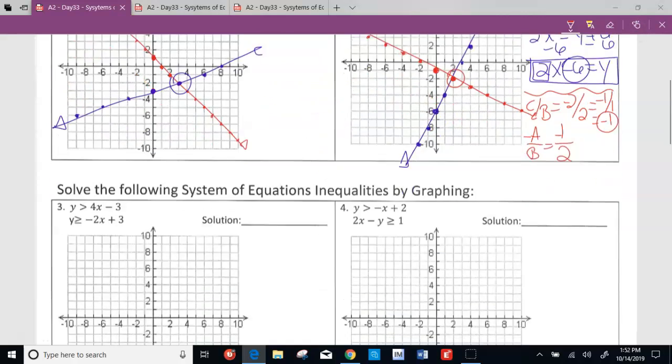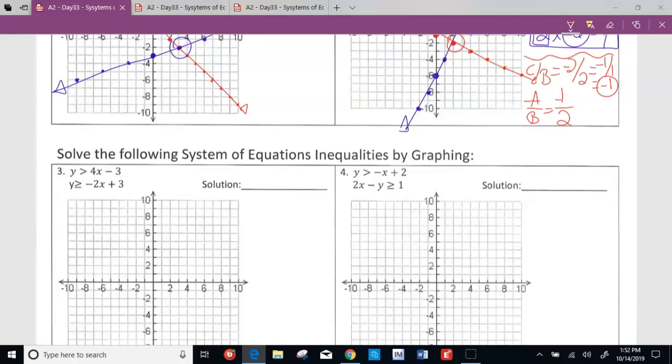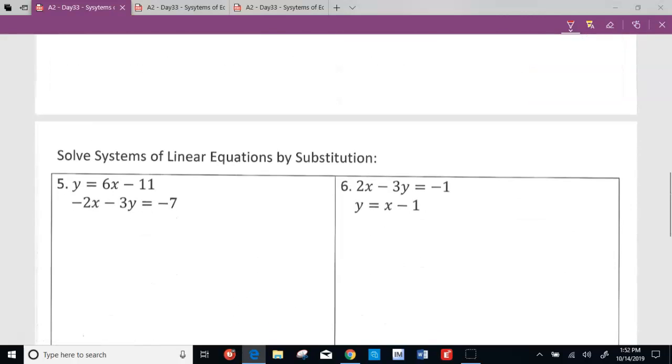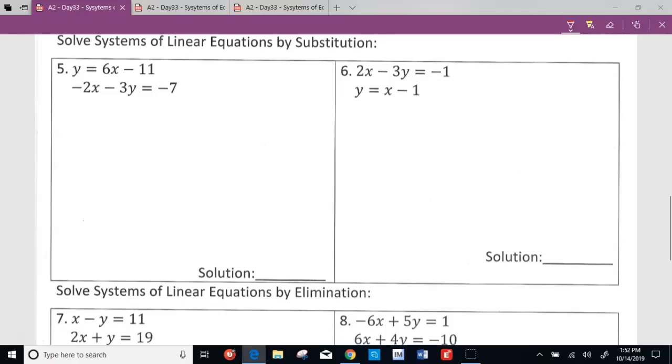All right, for this review, we're going to go ahead and skip 3 and 4 because we're not going to have any inequalities, so that should be good news. Now we get into some manual work. Solving systems of linear equations by substitution. That means I have to plug in one equation into the other to get my answers.